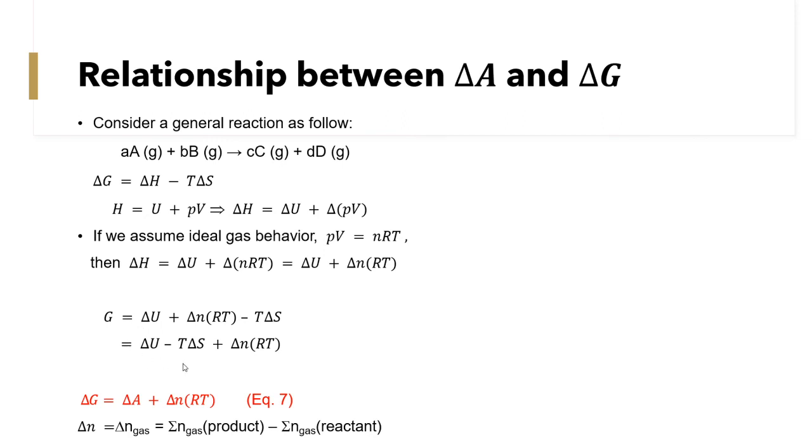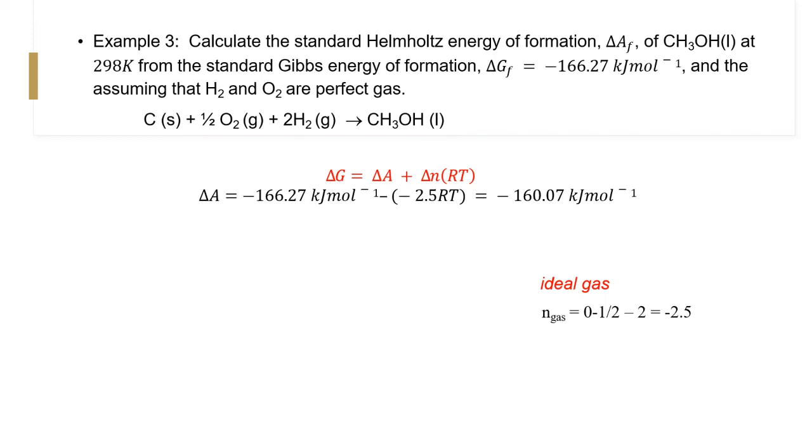Okay, and this looks familiar, delta U minus T delta S, that is actually delta A, right? So delta G equals delta A plus delta nRT. There you go. So the relationship between delta G and delta A is that delta G equals delta A plus delta nRT. And delta n, as you have seen before, is the number of moles of gaseous products minus that of the gaseous reactants. So let's apply that.